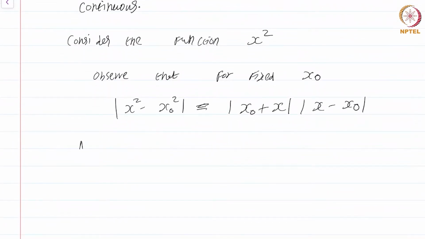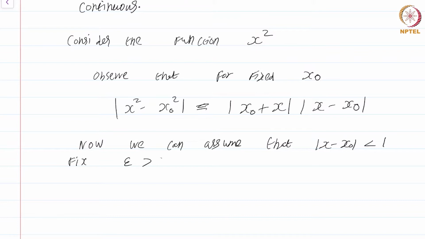Now we can assume that |x minus x naught| is less than 1. Why can we make this assumption? Ultimately, we are going to fix epsilon and find a delta. May as well choose delta to be some quantity that is less than 1 also. Now fix epsilon greater than 0.